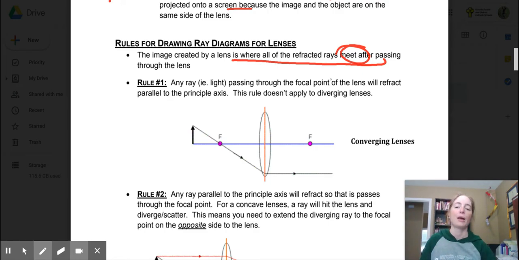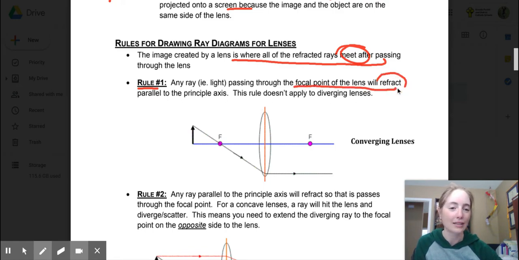Now remember, sometimes the rays are going to meet on one side of a lens, sometimes on the other. If we did have exams and diplomas, I would be telling you to memorize these 3 rules, but we don't have exams or tests, so don't worry about memorizing them. Maybe put a little sticky in your notes, so that when you get to these questions on your assignment, you can look at these ones. Okay, rule number 1, numero uno. Any ray or beam of light that passes through a focal point of the lens is going to refract parallel to the principal axis.